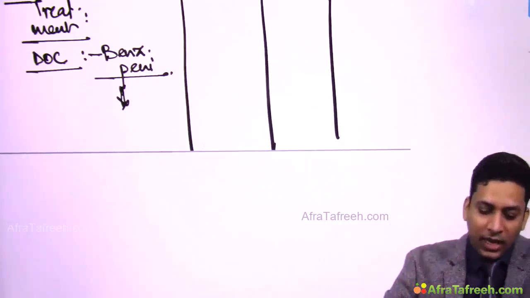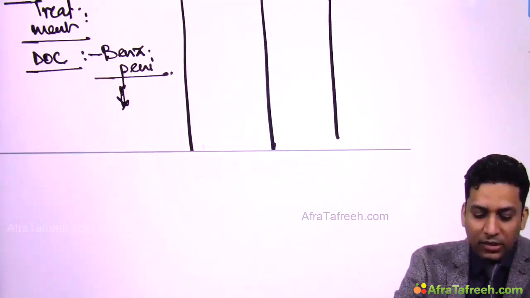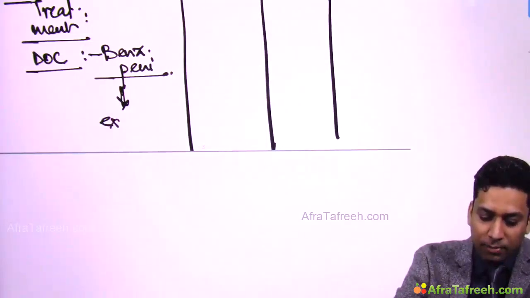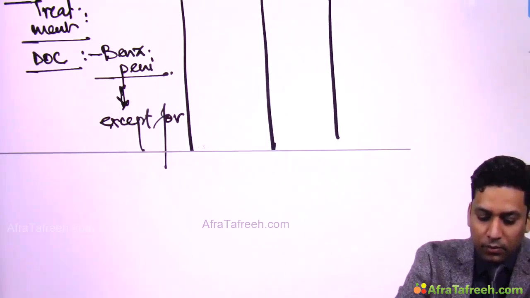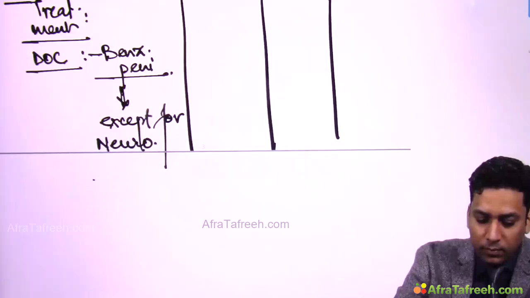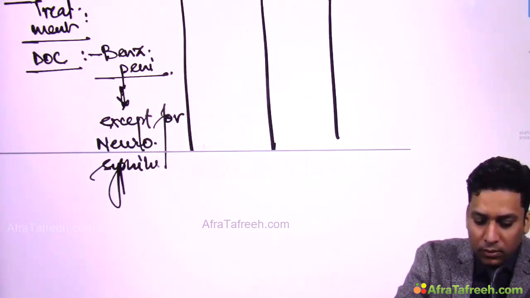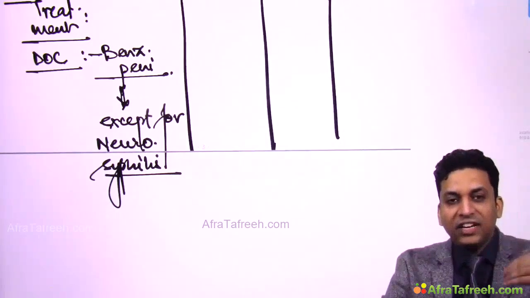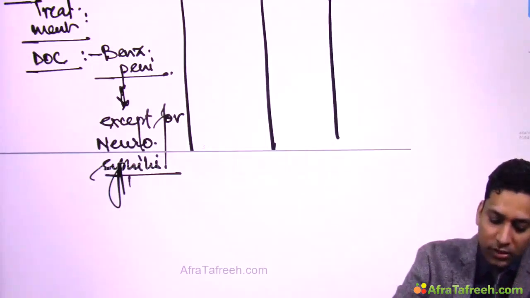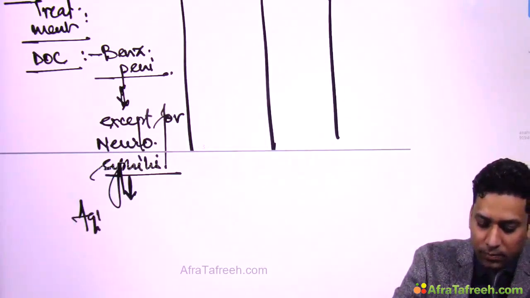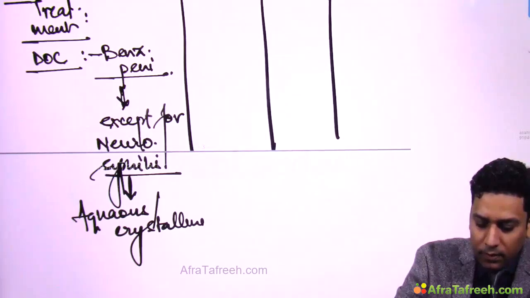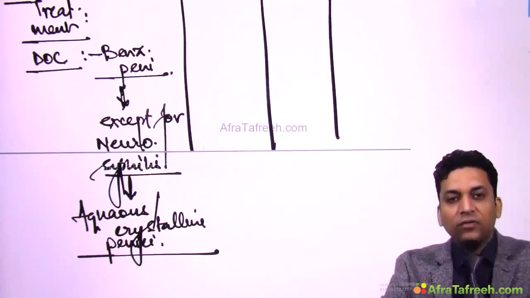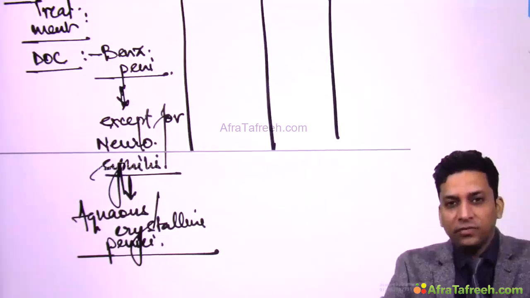But except for one type. Benzathine penicillin is the drug of choice for syphilis in all the types except for neurosyphilis. Now why is this not used in neurosyphilis? Because this drug does not cross the blood-brain barrier. So that's why in neurosyphilis it is not effective, and in neurosyphilis the drug of choice is aqueous or crystalline penicillin. In the rest of the syphilis we give benzathine penicillin.